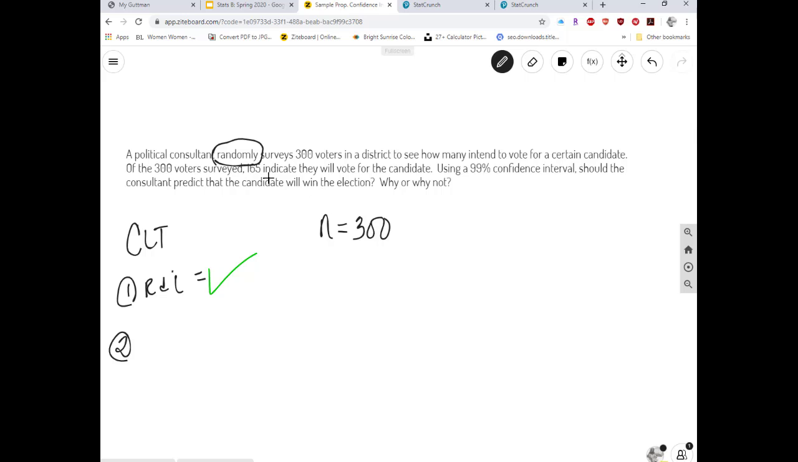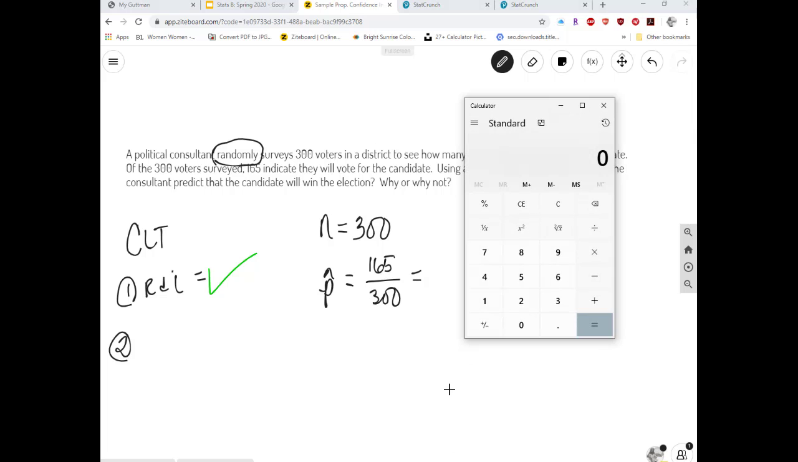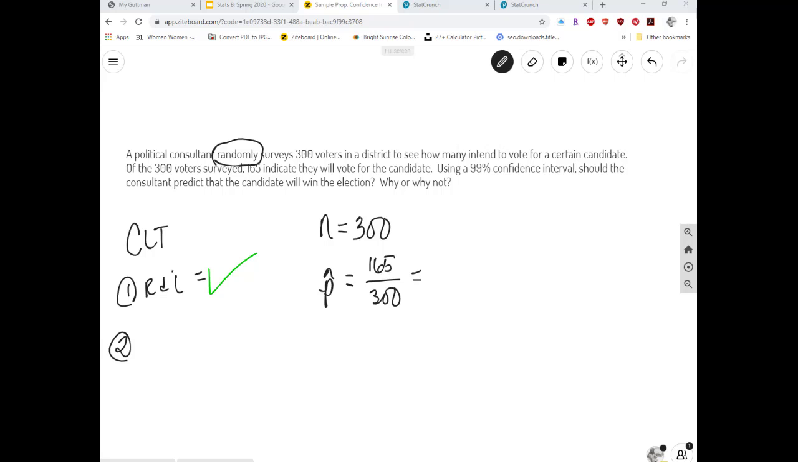And of those, 165 said that they were going to vote for this candidate. So my sample proportion is going to be 165 out of the 300. So let me go ahead and calculate that out. So I've got 165 divided by 300, and I get 55%. Now that I have my proportion, I can check for my sample size condition. So the sample size times the proportion has to be greater than or equal to 10.